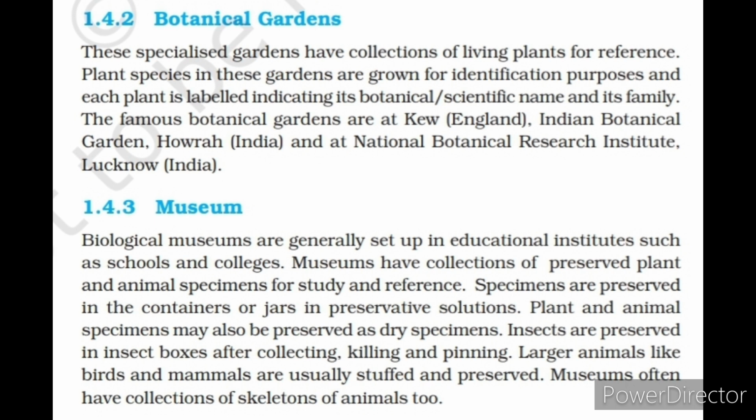Museum. Biological museums are generally set up in educational institutes such as schools and colleges. Museums have collections of preserved plant and animal specimens for study and reference. Specimens are preserved in containers or jars in preservative solutions. Plant and animal specimens may also be preserved as dry specimens. Insects are preserved in insect boxes after collecting, killing and pinning. Larger animals like birds and mammals are usually stuffed and preserved. Museums often have collections of skeletons of animals too.